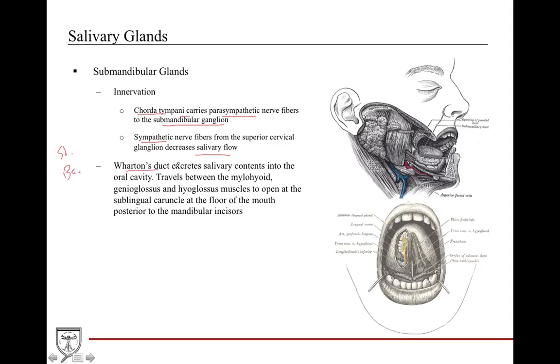So your Wharton's duct excretes salivary contents into the oral cavity from the submandibular glands. This travels between the mylohyoid and the genioglossus and hyoglossus muscles and opens up into what we call a sublingual caruncle at the floor of the mouth. Right there, posterior to the mandibular incisors. So you would expect to see Wharton's right there.